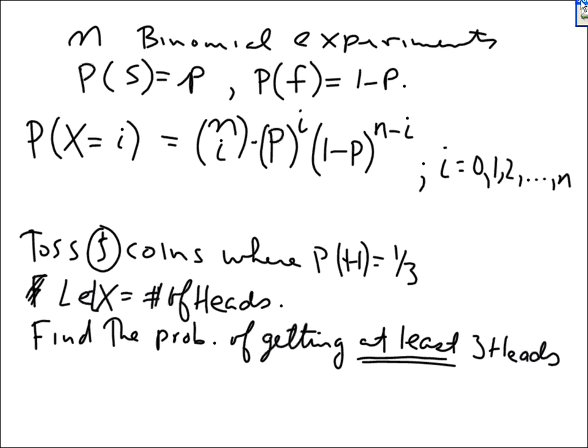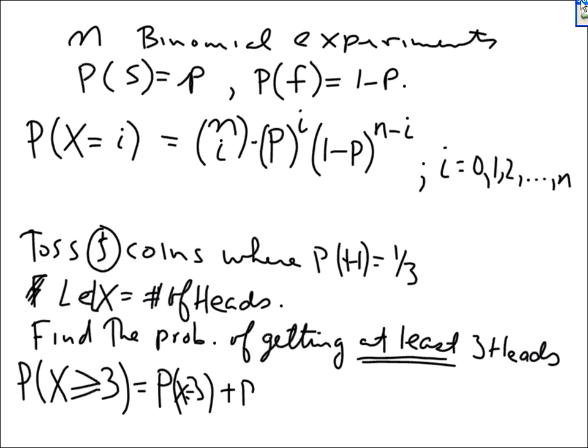You'll never get 7 heads. So in this case, at least 3 heads means 3, 4, or 5. So the probability that the random variable, the number of heads, x, is greater than or equal to 3. This is the probability that x is exactly 3 plus the probability that x is exactly 4 plus the probability that x is exactly 5.